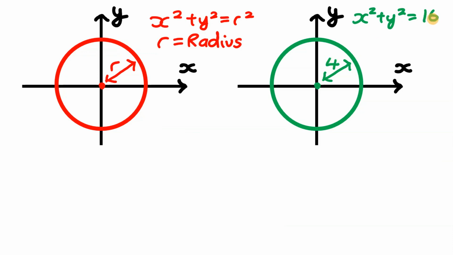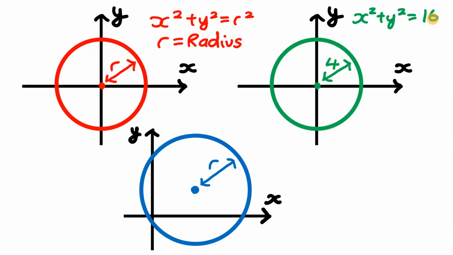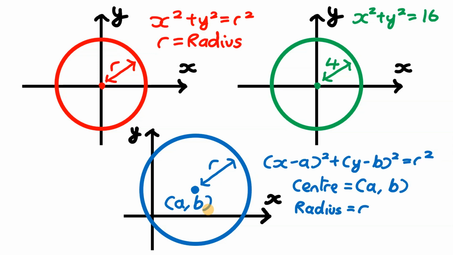Let's say instead we have a circle like this here, where it has a radius of r, but instead of the circle being at the origin, like these two here, the circle does not have a centre at the origin. It has a centre at the point (a, b). This can be described using this equation here: (x minus a) squared plus (y minus b) squared is equal to r squared, where the centre is (a, b) and the radius is r.